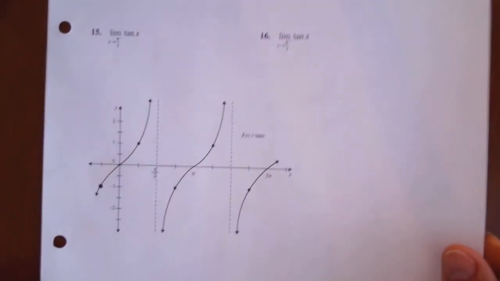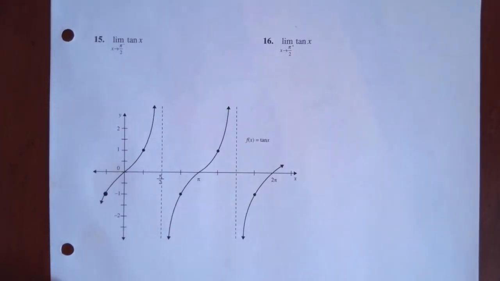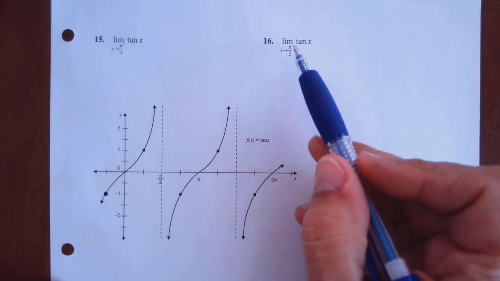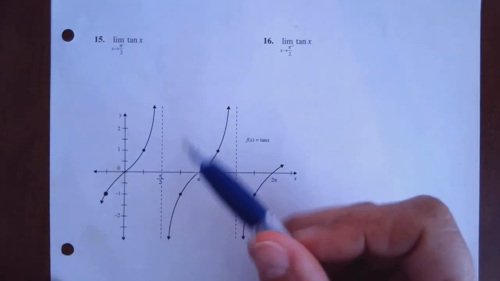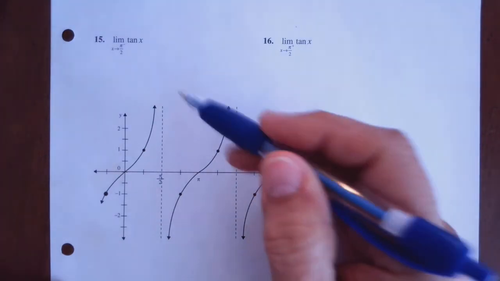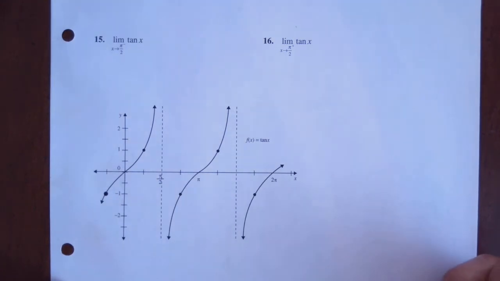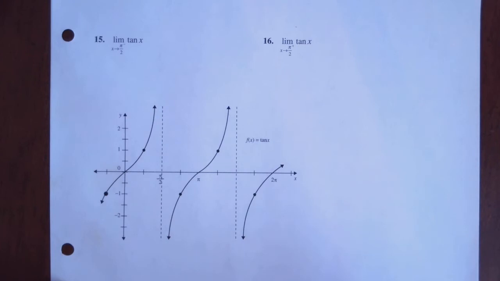15 is just a graphing problem, again, trig. So we have the limit as x goes to pi over 2 from the left, and then 16 is the limit as x goes to pi over 2 from the right of the tangent of x. So we gave you the graph of the tangent of x. You should know what the tangent of x looks like. You should know where its asymptotes are, which are pi over 2 and 3 pi over 2. Okay, and there's more of those, but that's the first cycle of it.